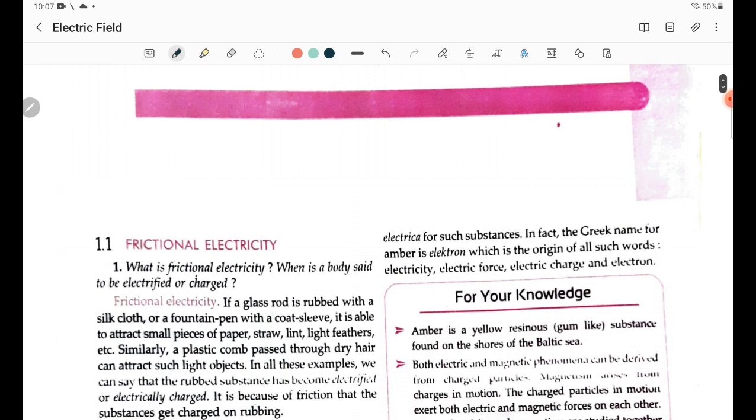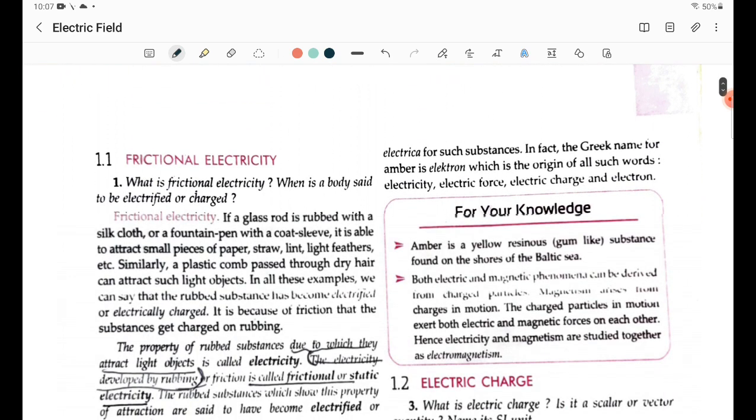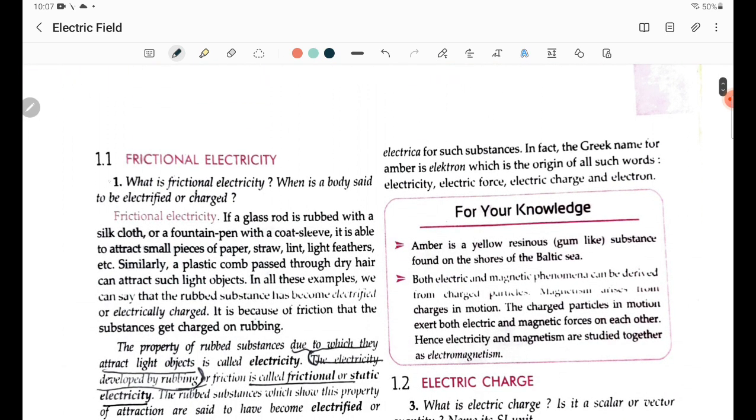Now, so you are starting the chapter electric charges and field. So what is frictional electricity? The question is given first, when is a body said to be electrified or charged. Let me tell you. Suppose there is a glass rod, and there is a silk cloth. Now you are rubbing this glass rod with the silk cloth.